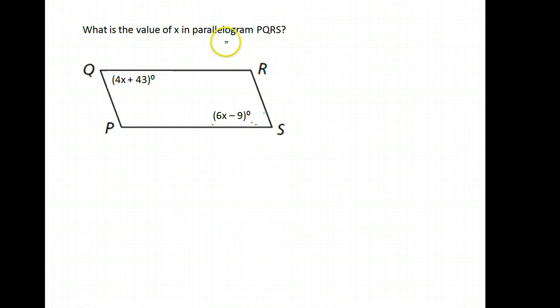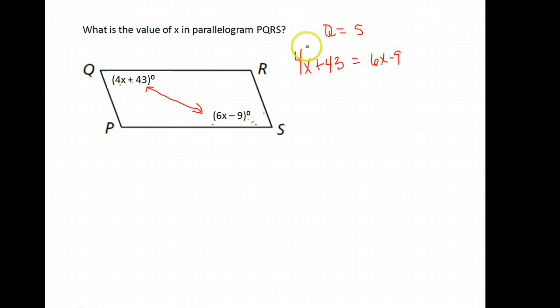This is a parallelogram, so what property do we know about its angles, Q and S? Well, notice they're opposite each other, and in a parallelogram, opposite angles are congruent. So we know they should be equal. So 4x plus 43, our angle Q, should equal angle S, which is 6x minus 9. And then we solve the equation.